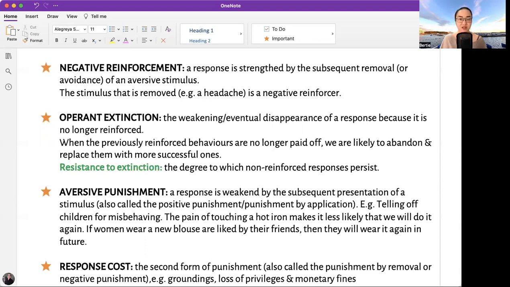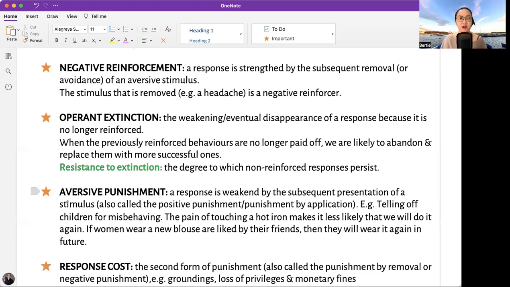Operant extinction: the weakening or eventual disappearance of a response because it is no longer reinforced. When previously reinforced behaviors no longer pay off, we are likely to abandon and replace them with more successful ones. Resistance to extinction is the degree to which non-reinforced responses persist.